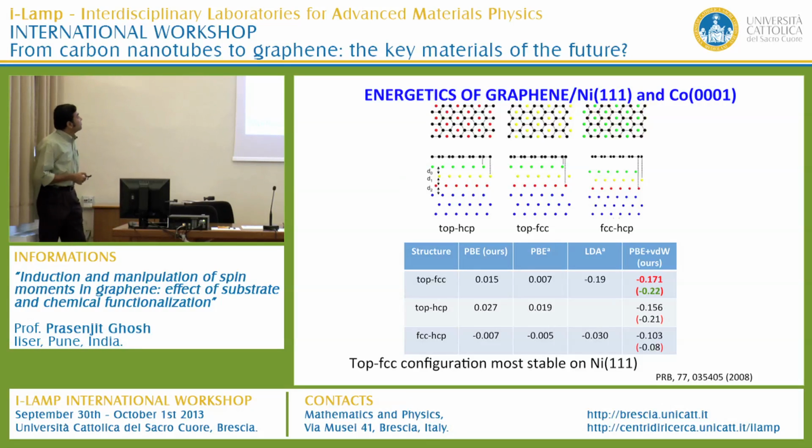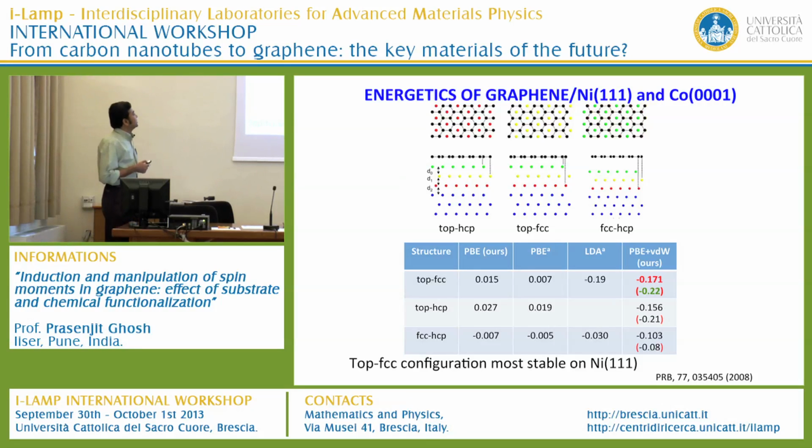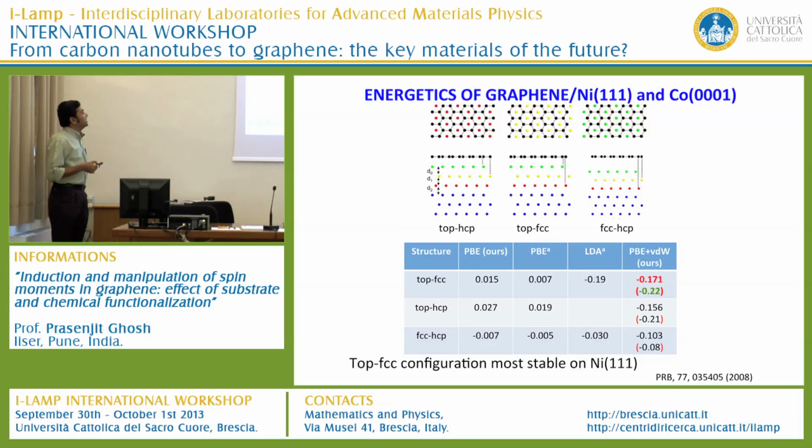We then looked into the different configurations of graphene on the nickel and cobalt 001 surface. We considered the top HCP, top FCC, and the FCC HCP. In the top FCC, one carbon atom is right on top of the topmost nickel, and the second one is in the FCC site. Similarly, in top HCP, one is in the HCP site, and in FCC HCP, the two carbon atoms occupy the FCC and the HCP site.